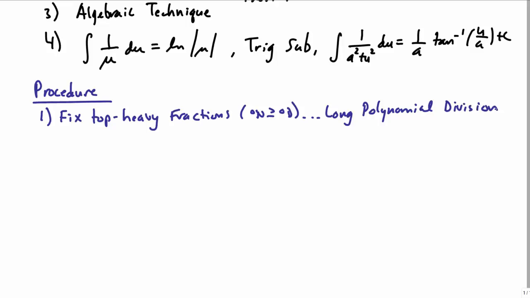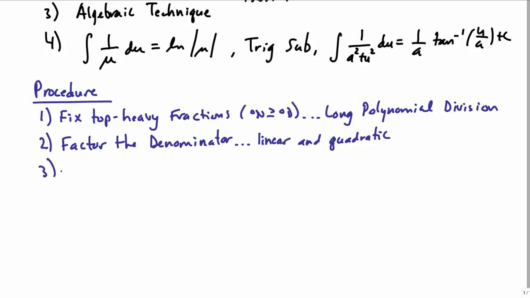And then once we got through long polynomial division, we would be at our second step. The second step would be to factor the denominator completely. If it's not in completely factored form, our process won't work, or it will work, but it'll work incorrectly. So factor the denominator completely. Now we're going to end up with linear terms and irreducible quadratic terms. So linear and quadratic terms.